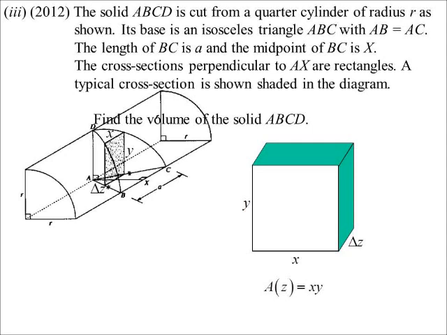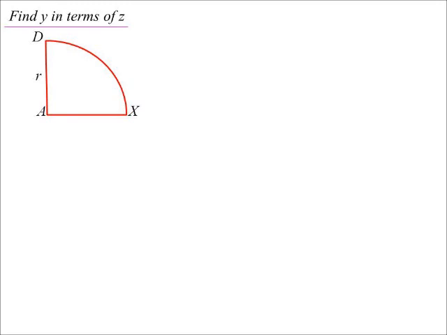Now, to get y, just looking at that part of the slice, I've got to look down through the quarter cylinder. So what would I see? I'd see a quarter of a circle. There's the slice. We're trying to get an expression for the height of that slice in terms of z. So I've given the slice coordinates z, y, because I want to end up with y in terms of z.